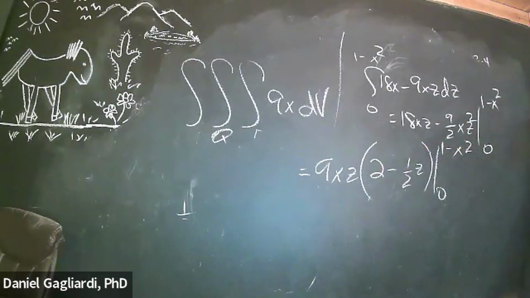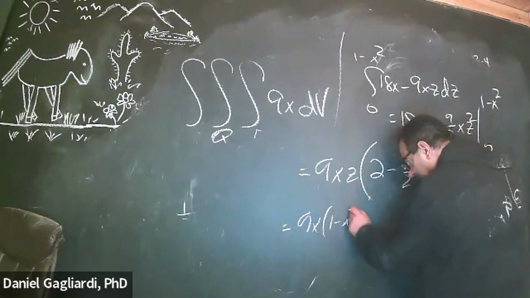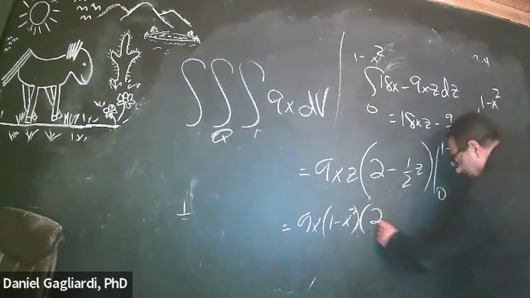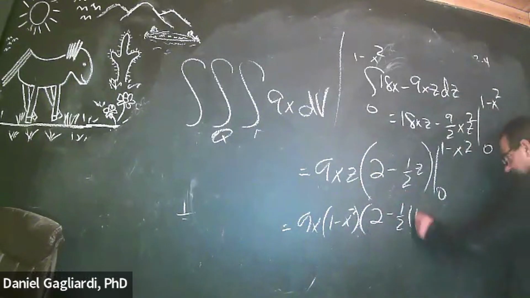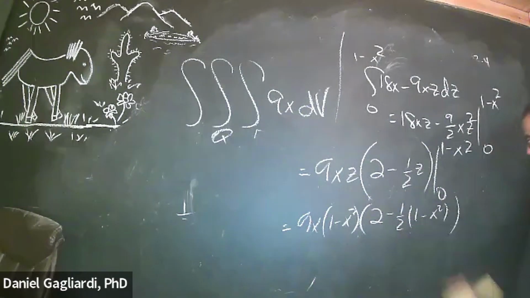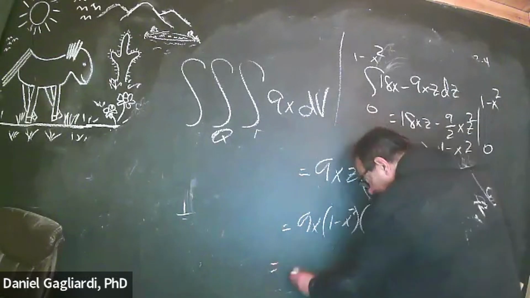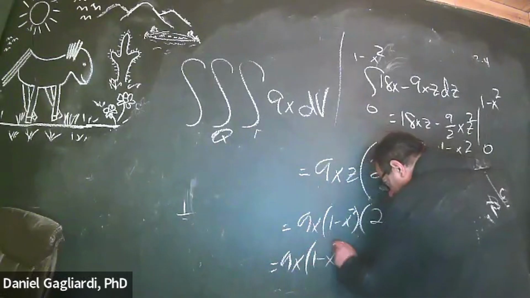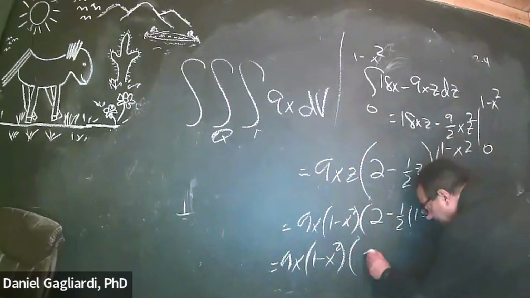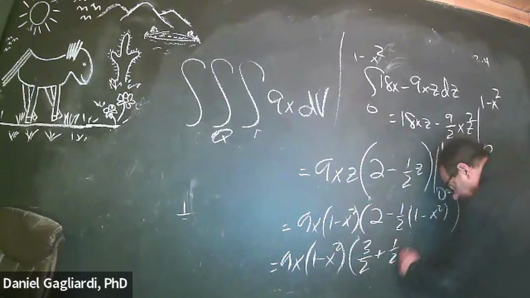So let z be 1 minus x squared. I have 9x times 1 minus x squared, and then inside here, I have 2 minus 1/2 times the quantity 1 minus x squared. Let's see what we have here. 2 minus 1/2 is 3/2, minus a minus a half x squared, so it's plus 1/2 x squared. So we have 9x times 1 minus x squared, and then 3/2 plus 1/2 x squared.